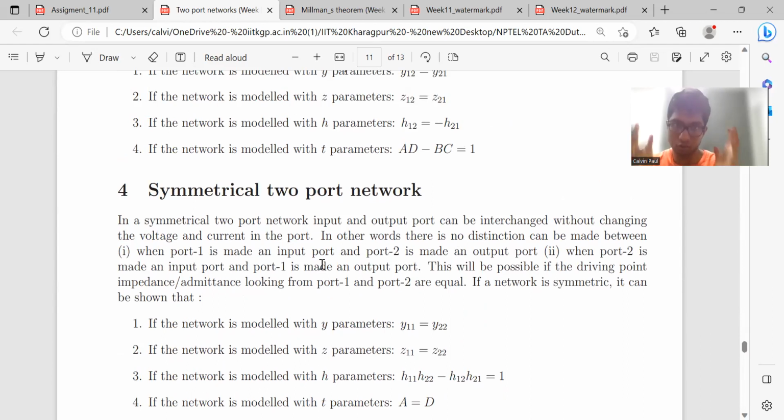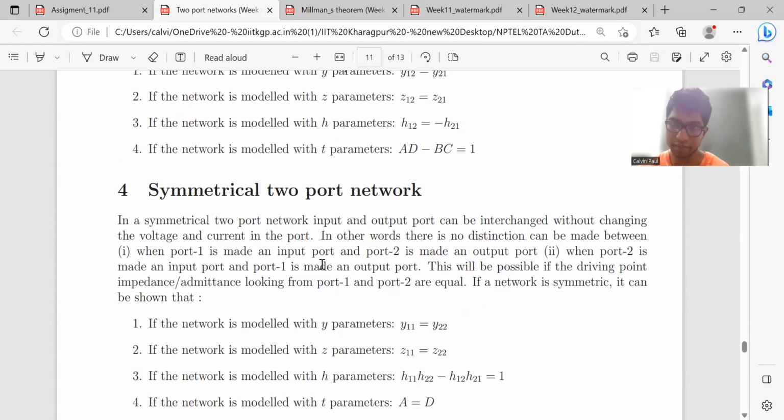So in a symmetric two-port network, input and output ports can be interchanged without changing the voltage and current in the port. What this means is that no distinction can be made when port 1 is made an input and port 2 is made an output port, and similarly when port 2 is made an input port and port 1 is made an output port. So any port can be the input port or output port, and it doesn't make any difference.